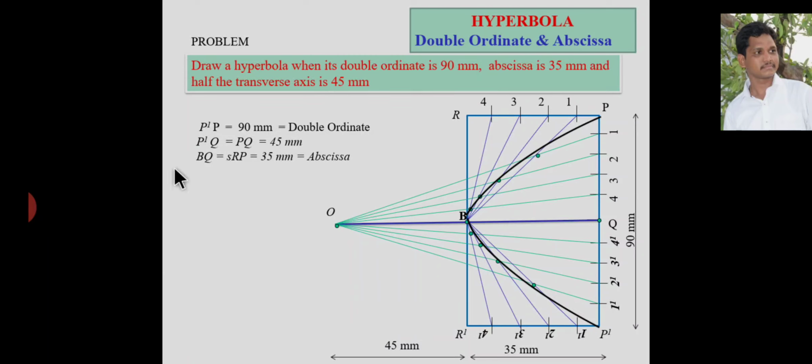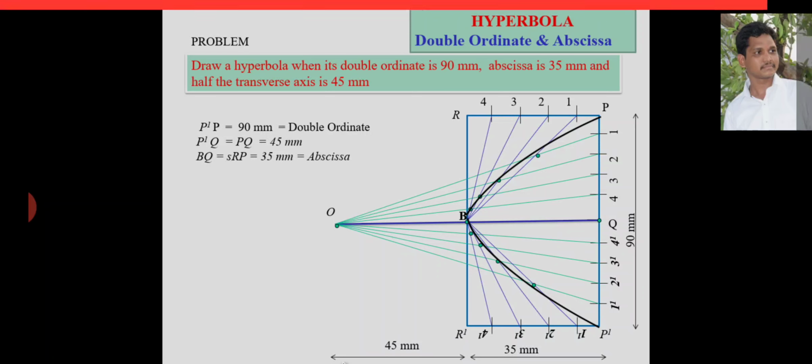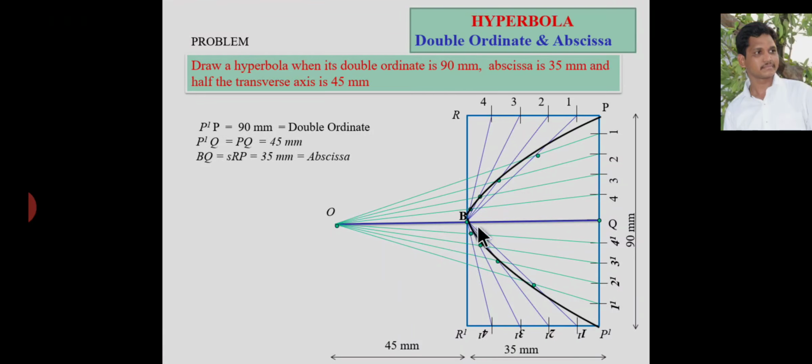Here in this method, from the given data the length of the double ordinate is 90 mm. That means the height of this rectangle is 90 mm and the abscissa is 35 mm. The length of the abscissa is 35 mm, that means the length of this horizontal line is 35 mm. And half of the transverse axis is 45 mm. That means from here to here the length is 45 mm. This is our required shape of hyperbola. This curve is our required hyperbola.